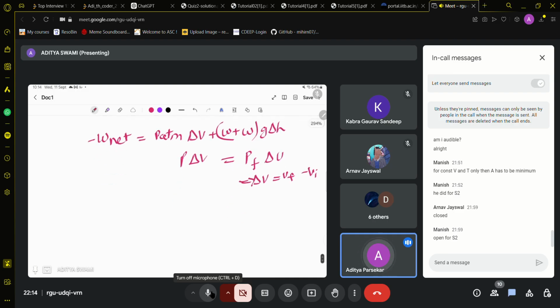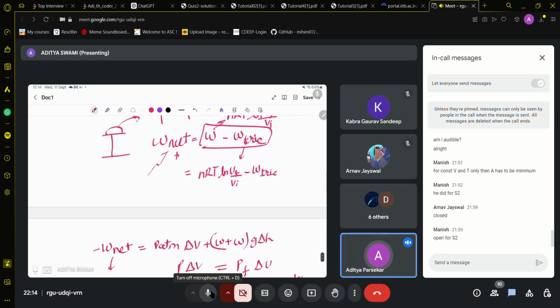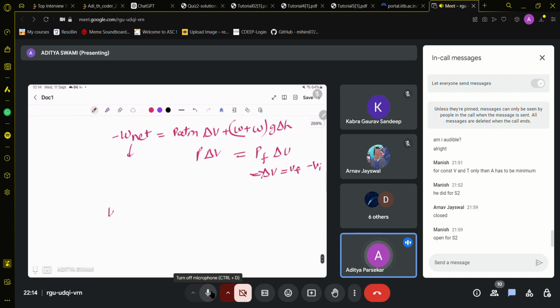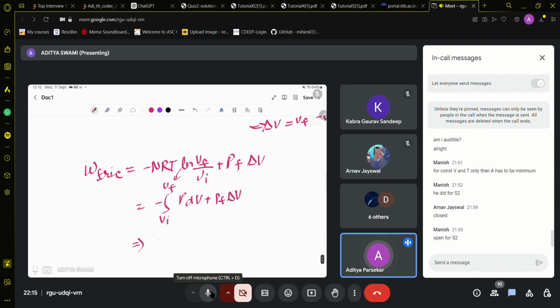So what we do now is that we substitute this W net in this equation here, and what we'll get is the work done by friction is equal to minus nRT ln Vf by Vi plus Pf delta V, and this is equal to, we are just reconverting this equation into an integral, the integral from Vi to Vf of minus P dV plus Pf delta V. So we can then further write it as the integral from Vi to Vf of (Pf minus P) dV.